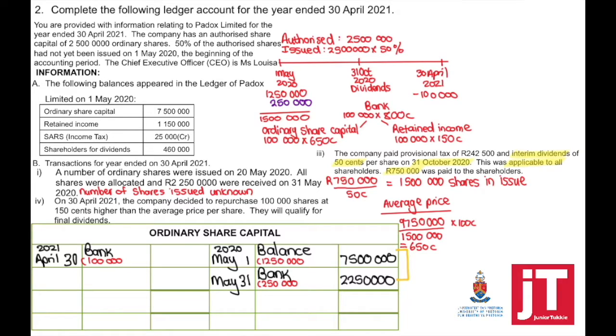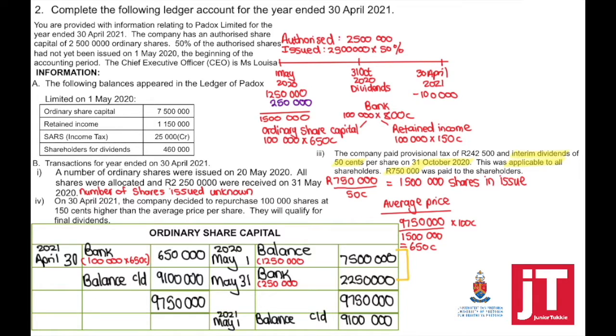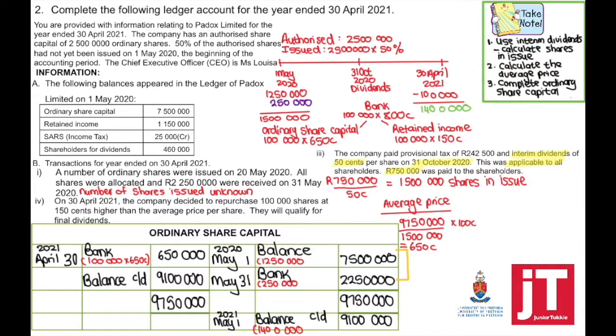On the debit side, we can now complete 100,000 times 650 cents or 6 Rand 50 equals 650,000. To balance this account, we take the credit side minus the debit side. My new balance is 9.1 million. And the number of shares in issue at the end of the accounting period is 1,400,000. So take note, what was important in solving this? Number 1, use the interim dividends to calculate the shares in issue. Then calculate your average price, then you can complete the ordinary share capital.